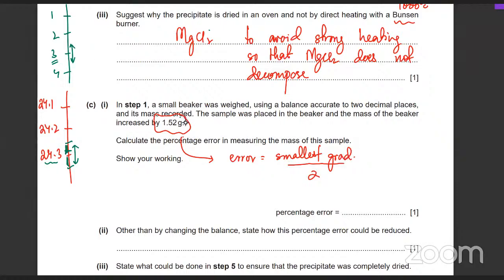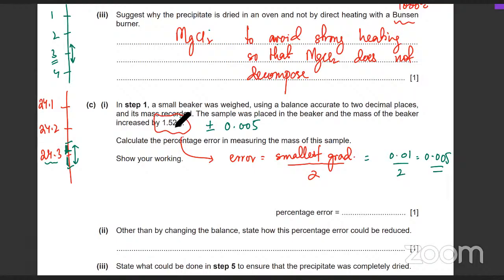In this case, the smallest graduation is 0.01, and divide by 2, that will give you 0.005. So the error in the reading is plus minus 0.005. Is that clear? Sir, 0.01 कहाँ से आया है? वो भी smallest 0.1 नहीं होना चाहिए. 0.01. Now smallest graduation क्या है, 1.52. So that means it can read up till 0.01.